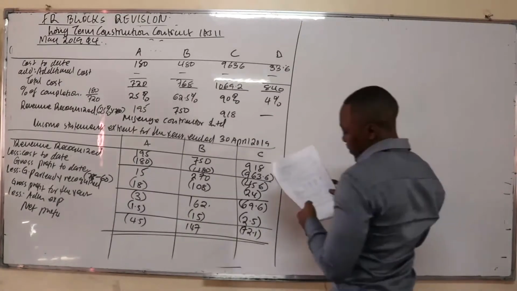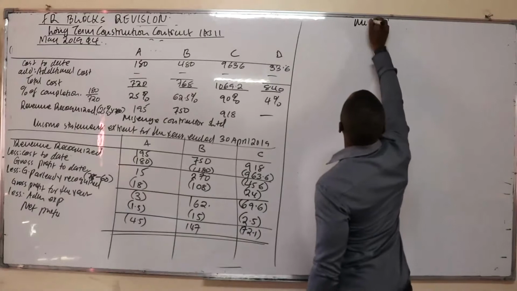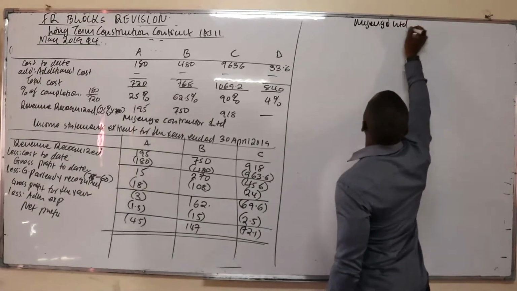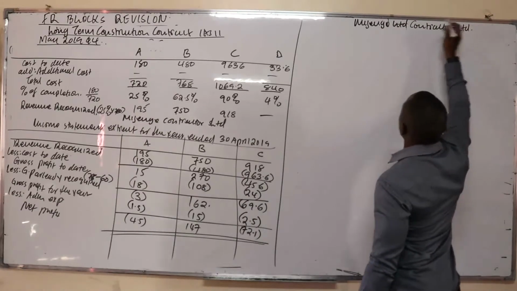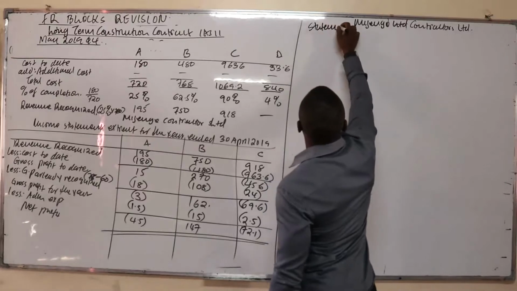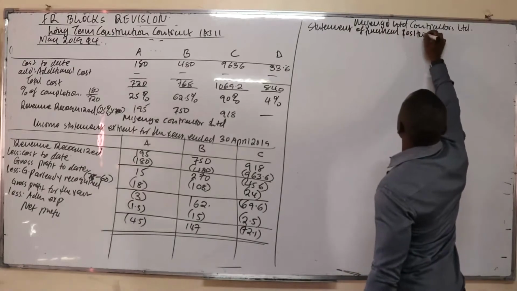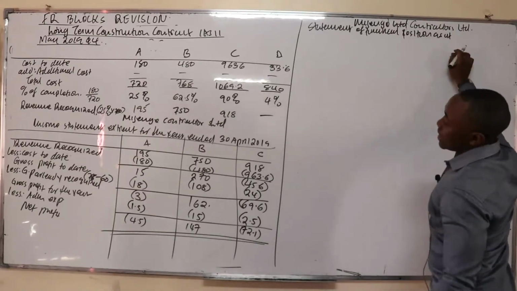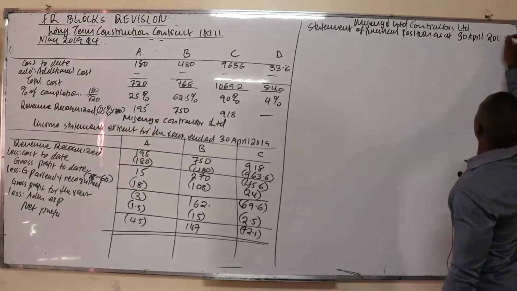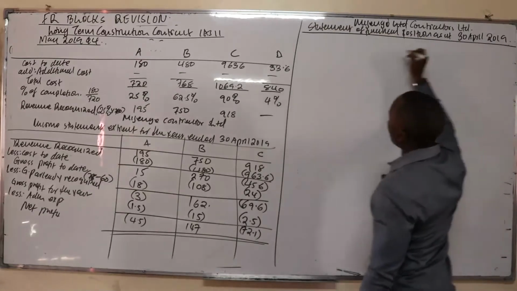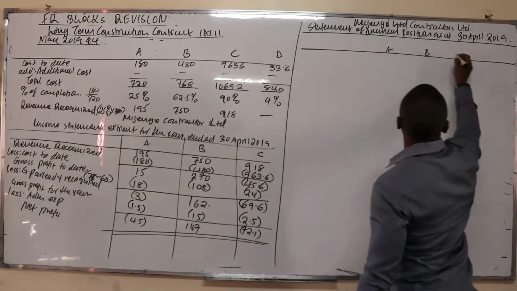Last number 3, an extract of the statement of financial position. So let's present this statement of financial position. Contractors Limited. Statement of financial position as at 30th of April 2019. So we have 3 contracts. We have A, B, C.